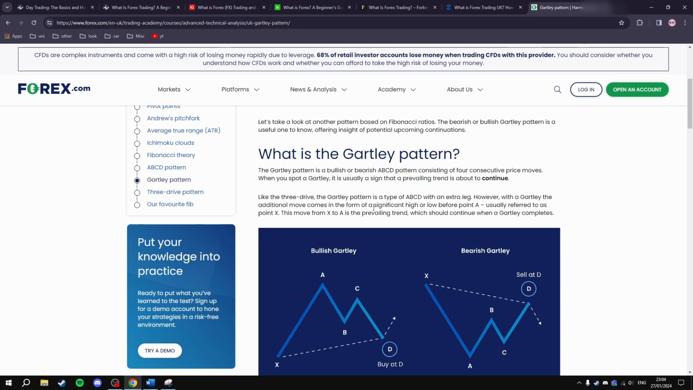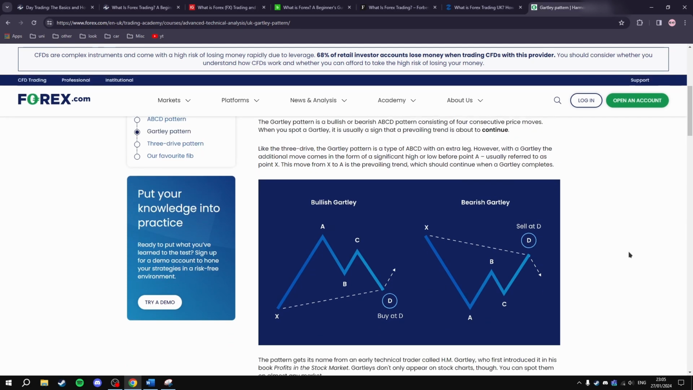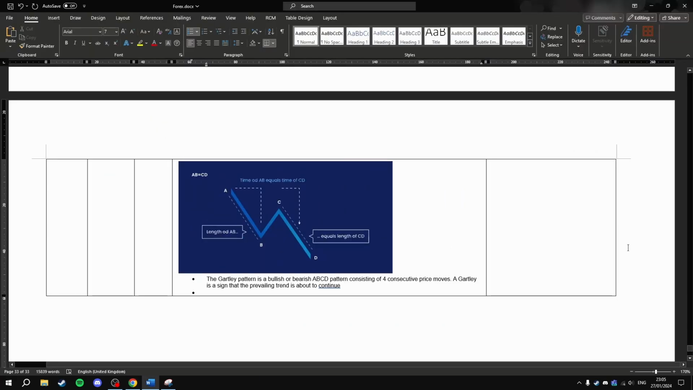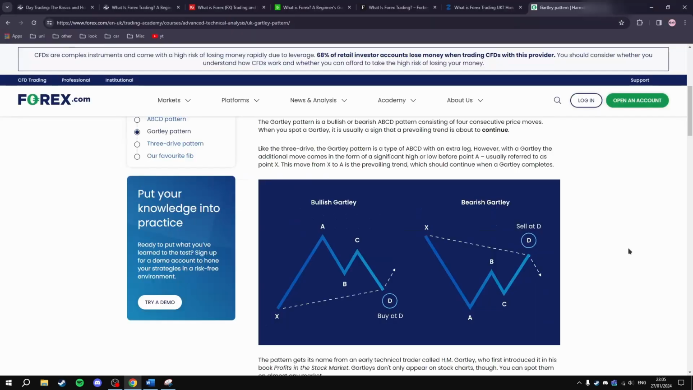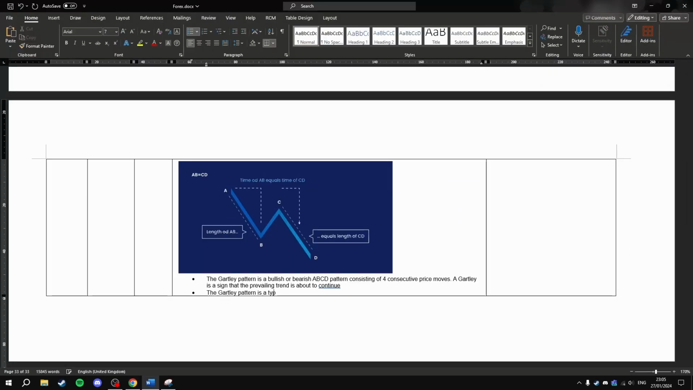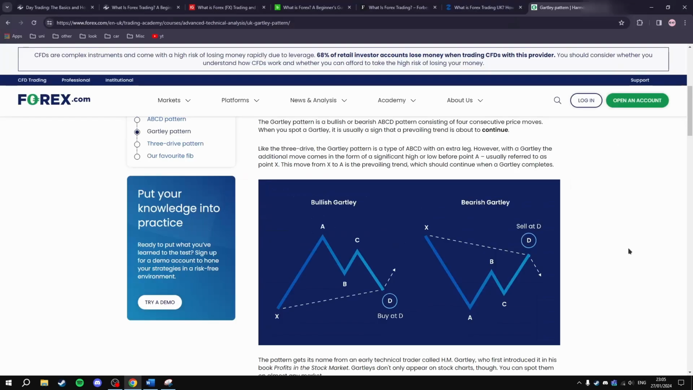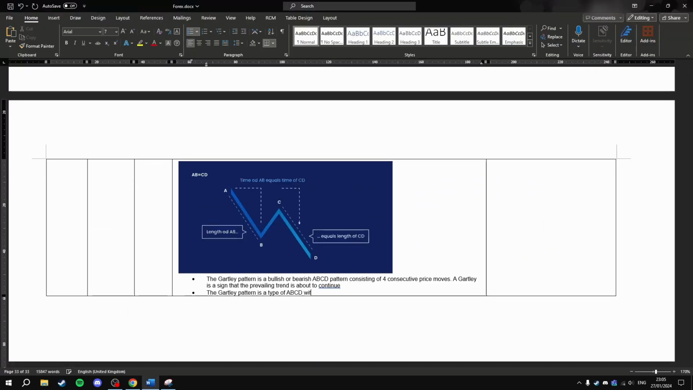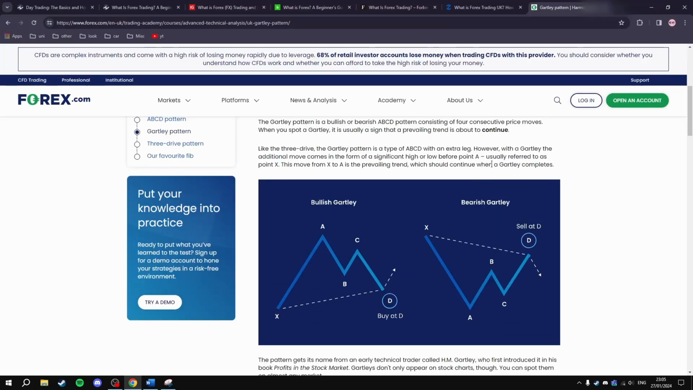Like the 3 drive, the Gartley pattern is a type of ABCD with an extra leg. However, with a Gartley, the additional move comes in the form of a significant high or low before point A, usually referred to as point X.